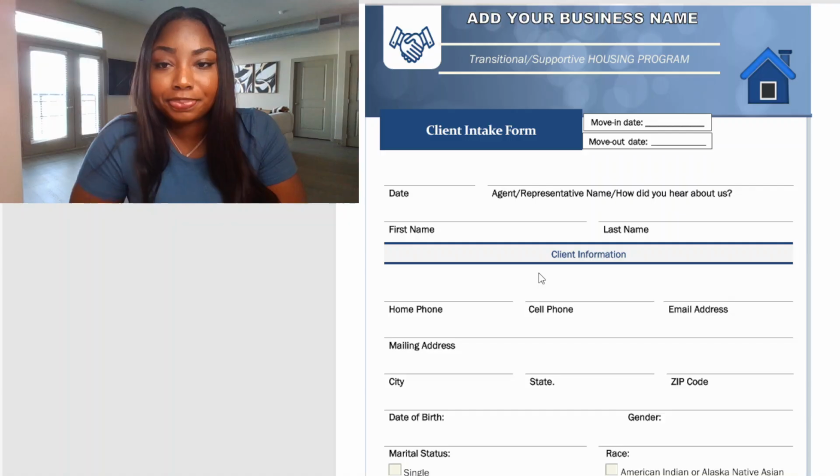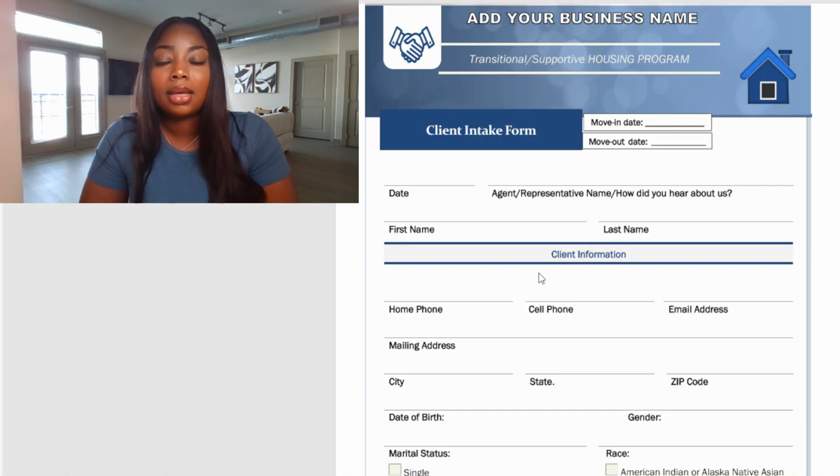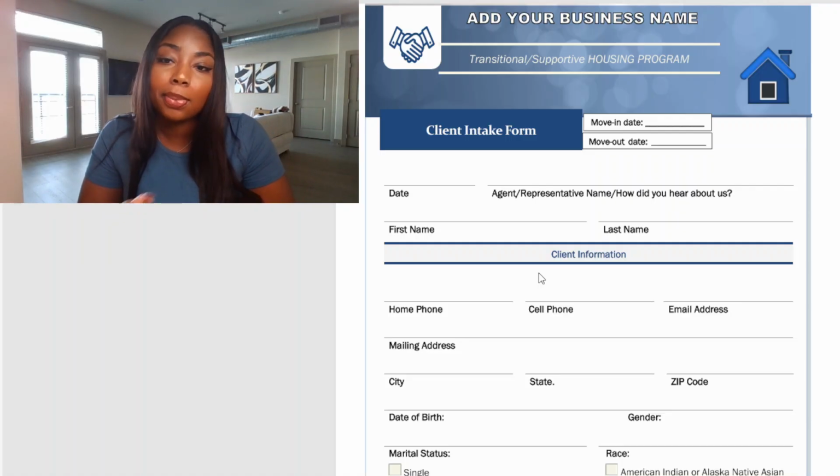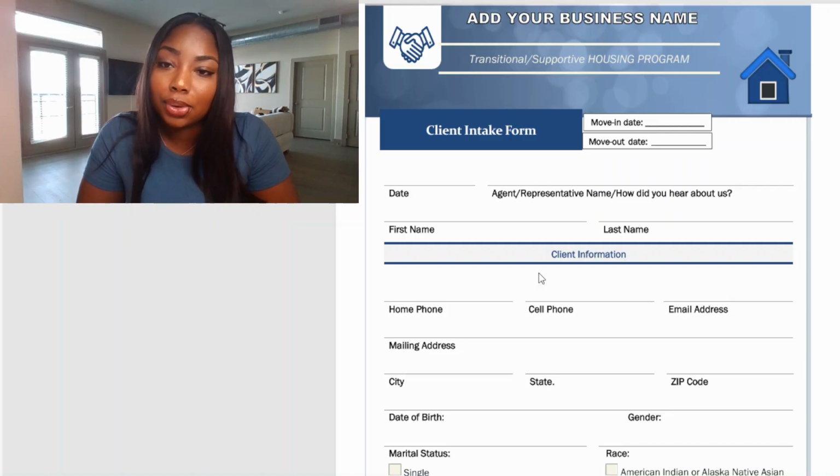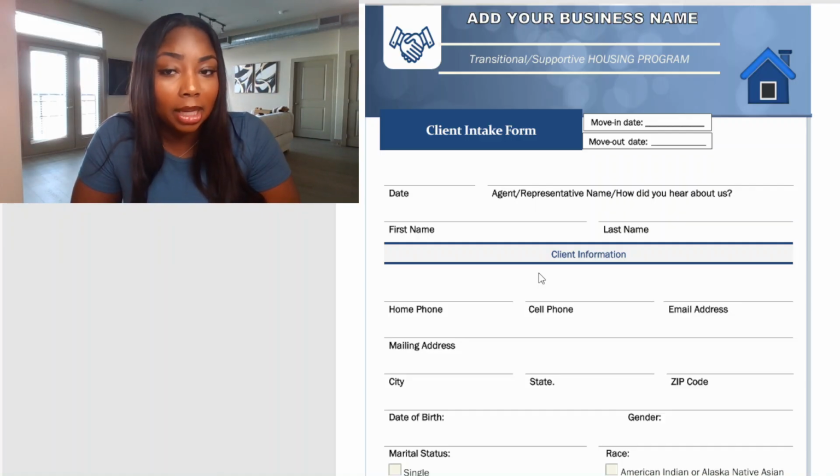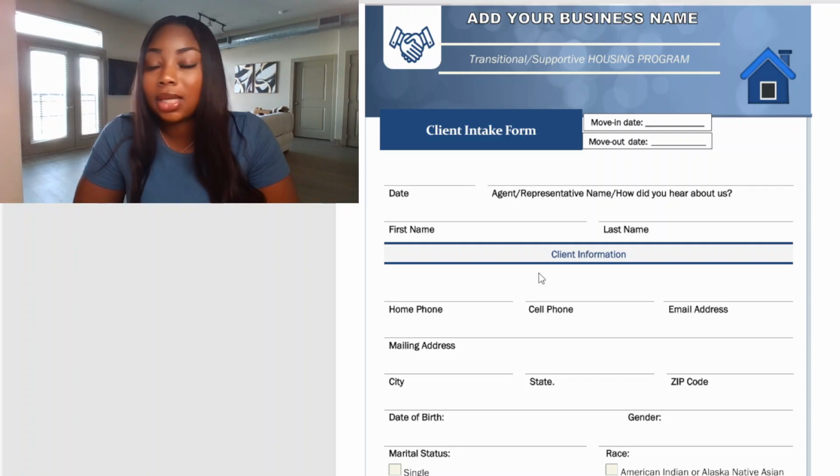So let's get started. Number one, let's just say that these intake and consent forms are very important to your business. Not only does it allow you to get all the information you need about your future resident, it also helps protect your business with the waiver of liability forms and things like that. This is a 24-page packet that I have. It is important that each client fills out this package.